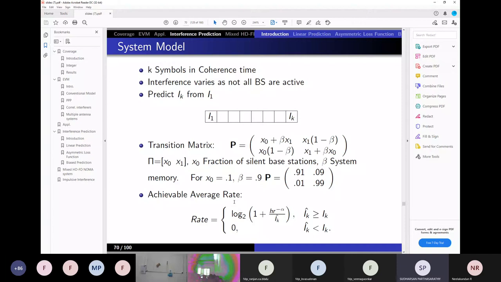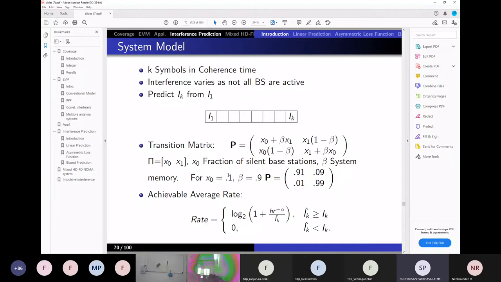Next, we will consider X0 equal to 0.1 and beta equal to 0.9. Okay, then this is your P matrix. So my fraction of silent base stations is 0.1, my fraction of active base stations is 0.9, my system memory is also 0.9. Because my system memory is 0.9, the probability that I will continue in the same state in the next time slot is high. So the probability that I will continue in the same inactive state is 0.91, the probability that I will continue in the same active state is 0.99.